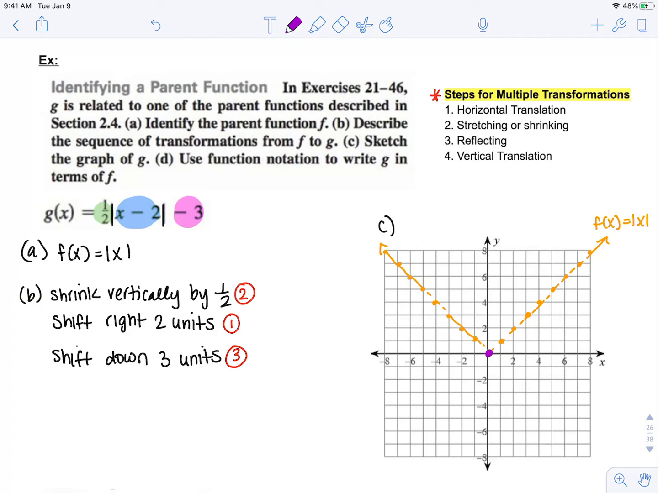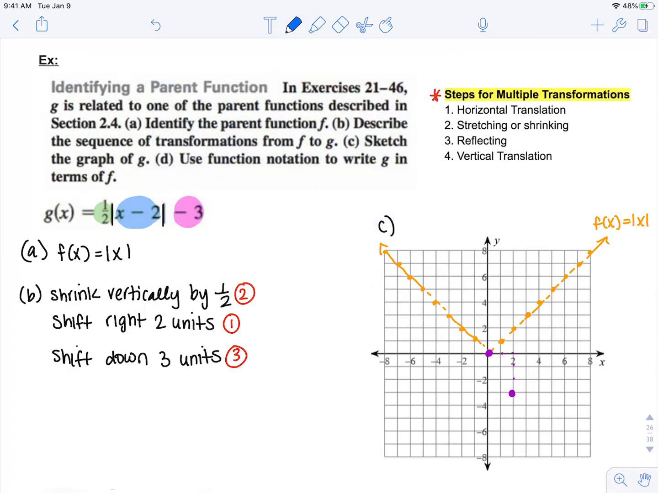Starting from this vertex point, first I'm going to shift it right 1, 2 units. And then I want to shrink it by 1/2. Well, this height would stay right here at 0. And then I'm going to go down 1, 2, 3. So this is my new point there.